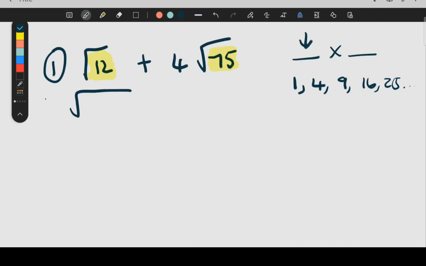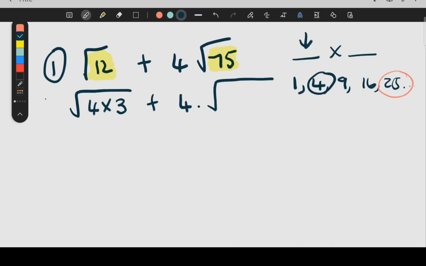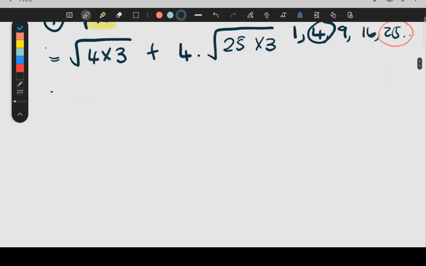The square root of 12 will become 4 times 3. Can you see? I'm multiplying two numbers, but one of them is a perfect square. Plus 4 times the square root of 75 can be written as 25, that's a perfect square, times 3. So that's step number 1.